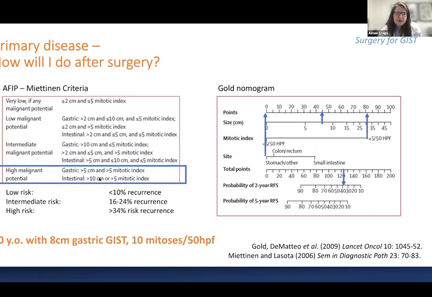of intermediate category. And a 40-year-old gastric cyst, 8 centimeters, now you're seeing this high mitotic count. This patient is in a high malignant potential category with a risk in the Matinin criteria over 30%, about 35% or over, and in the Gdol criteria, a 2-year risk of recurrence in the 60% range.